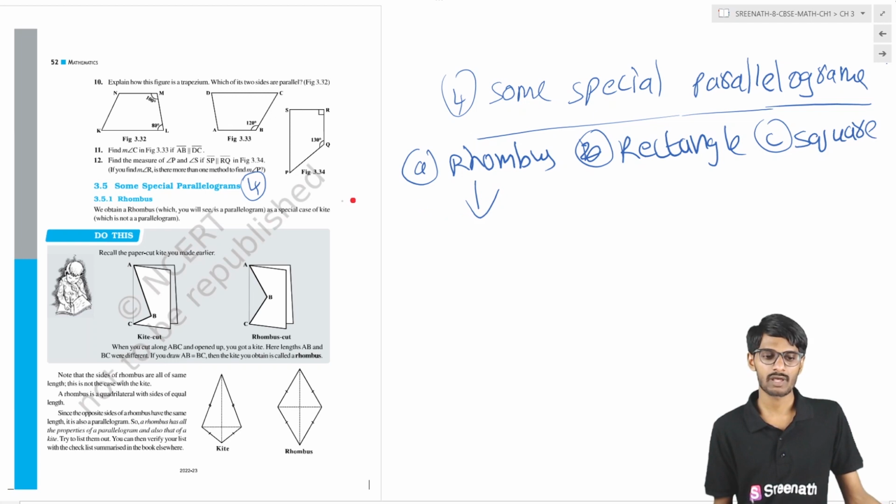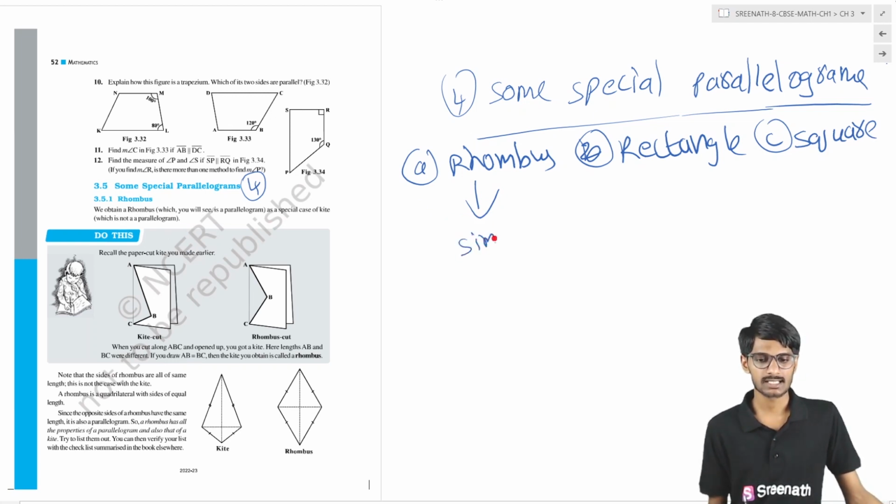First we discuss the rhombus. Basically a rhombus is similar to a kite. Okay, students, so how will it be? A kite is like that, and a rhombus is like that.